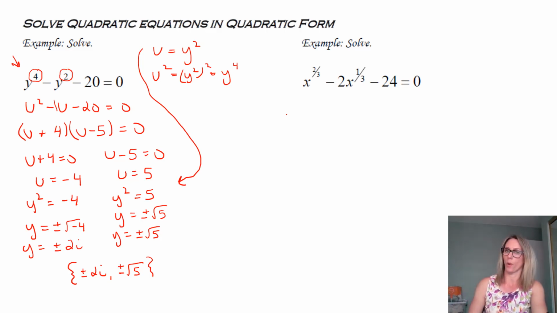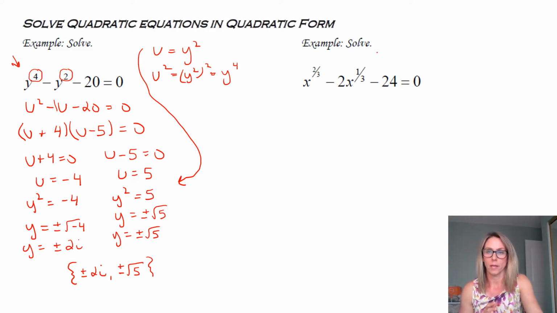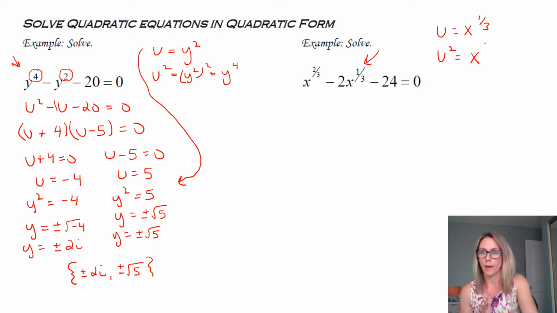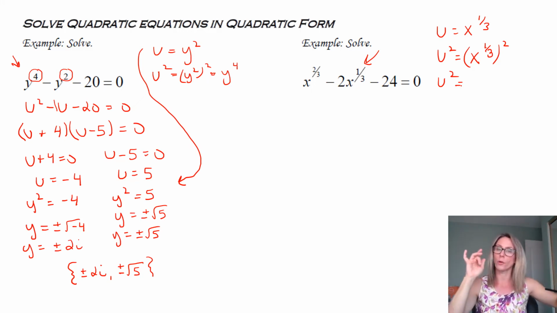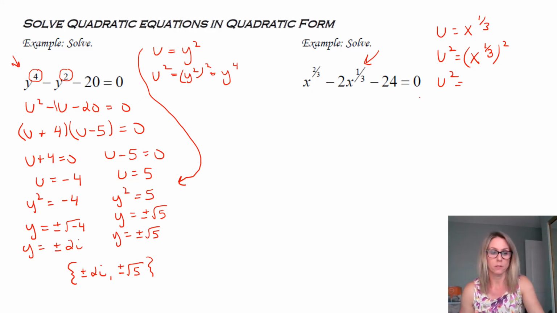Okay, so for this other one, what we have here is another equation that can be written in quadratic form. But what you have to see is, if I were to let u equal x to the 1/3, so I'm still using substitution, and then I square both sides, this takes you back to the idea of raising an exponent to an exponent. You want to remember you need to multiply the exponents. So we're doing 1/3 times 2, which is just 2/3. So we get x to the 2/3.